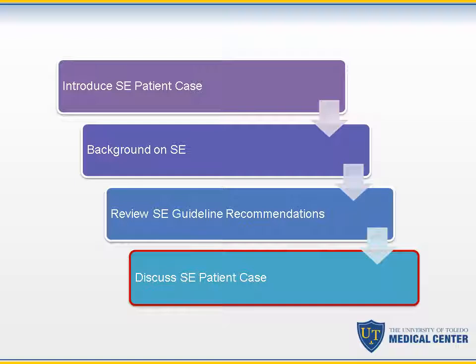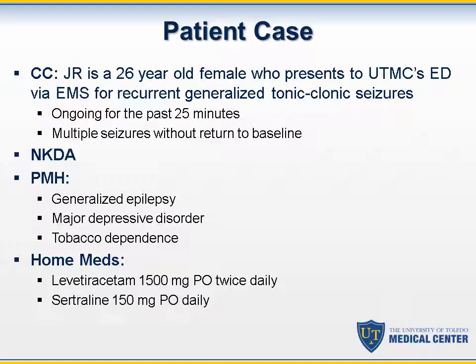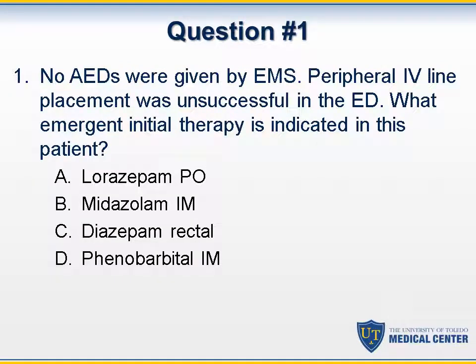So lastly, I'm going to return to the patient case and discuss potential therapy options. So JR is a 26-year-old female who presents to UTMC's ED via EMS for recurrent generalized tonic-clonic seizures. She does have a past medical history of generalized epilepsy. And her home meds include levetiracetam 1500 milligrams PO twice daily, and then sertraline 150 milligrams PO daily. So she was diagnosed with status. So this takes me to my first question.